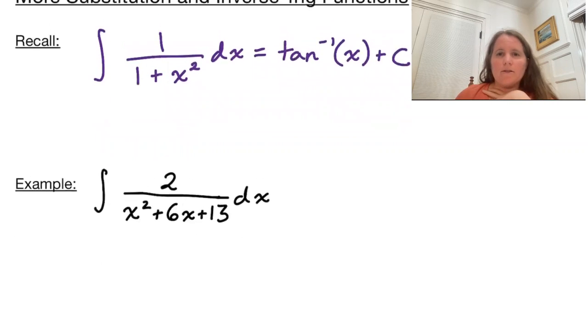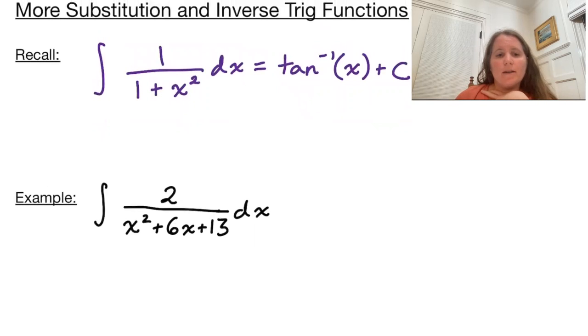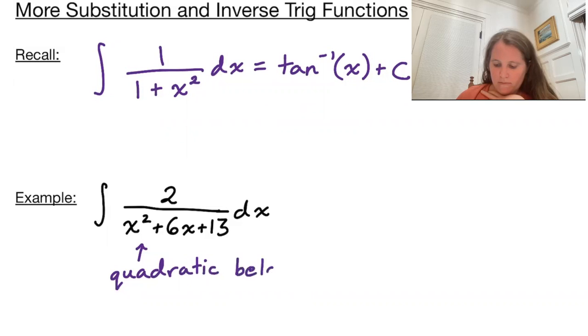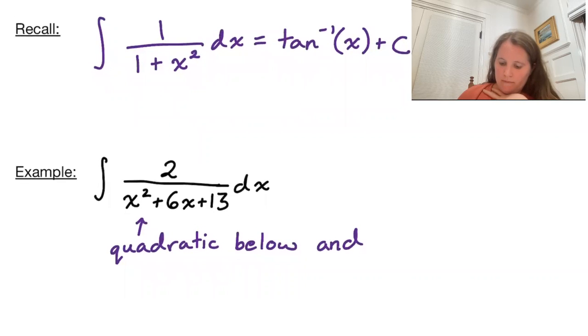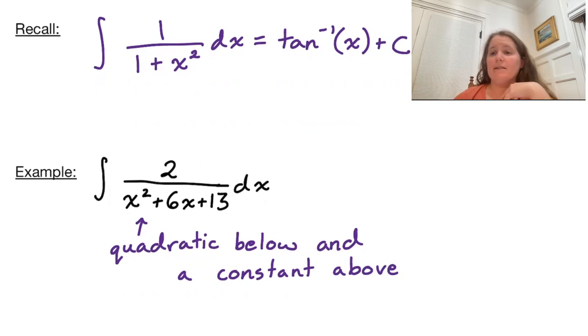So if we look at this integral I have here in our example, we'd have the integral of 2 over x squared plus 6x plus 13. We have a quadratic down below and just a constant up above, right? So we have a quadratic below and a constant above. Then this lends itself towards trying to force that tan inverse formula.